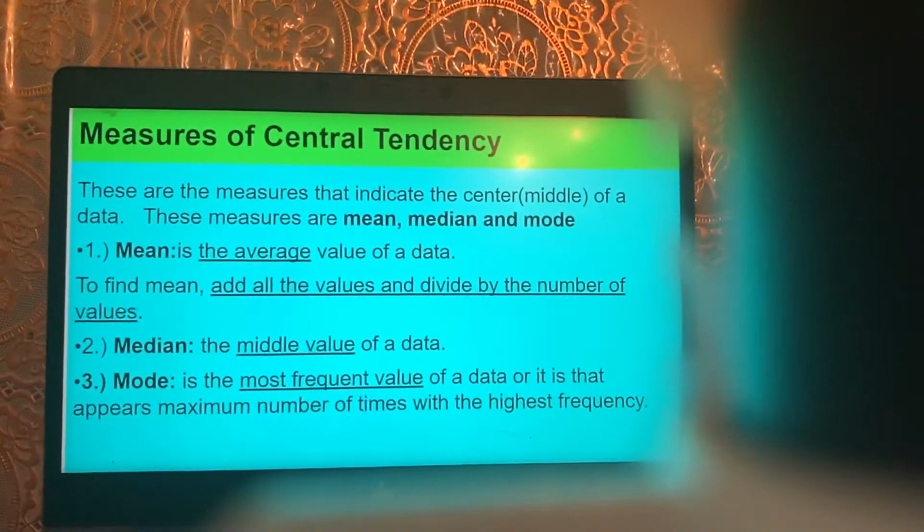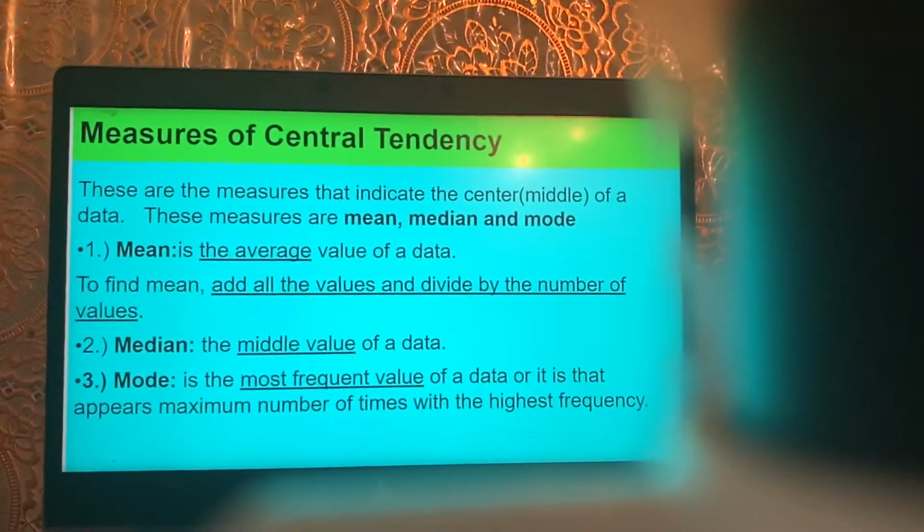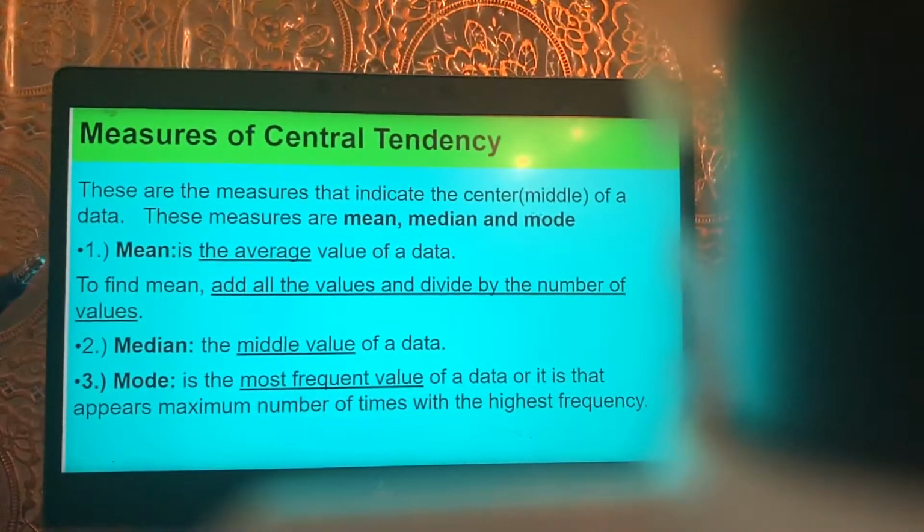Okay, measures of central tendency. These are the measures that indicate the center or middle of the data. You know those even from earlier grades: mean, median, and mode. Mean is the average value of data. To find that, you add all the values and divide by the number of values. Median is the middle value. Mode is the most frequent value.